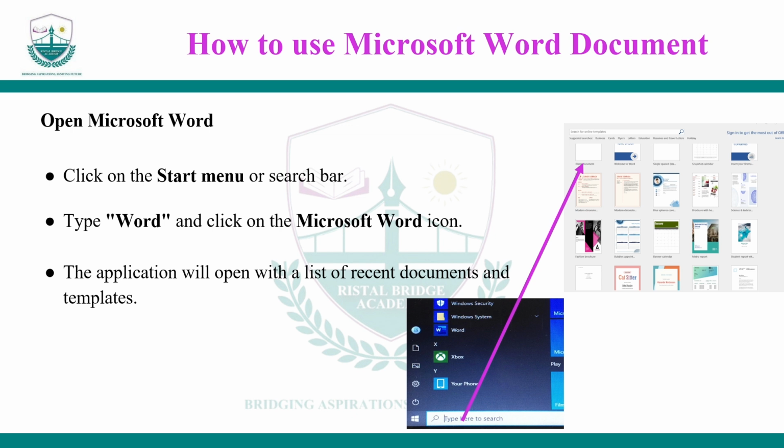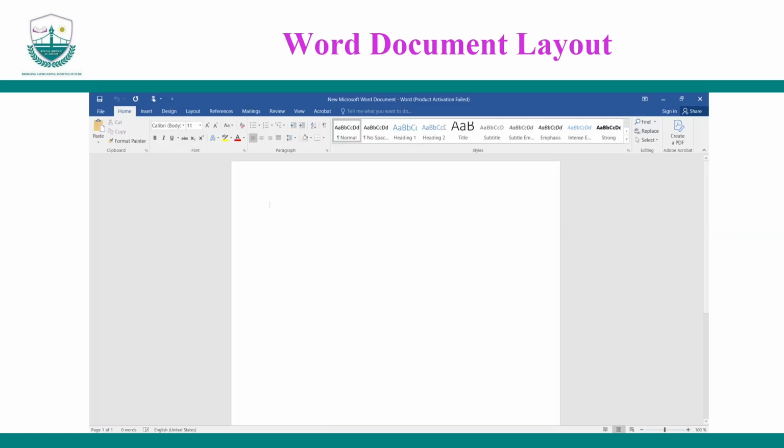Then let's have a quick overview of the Word document layout. Here's what you see when Word opens. Workspace, the area where you type and format your document. Menu bar, where you access tools: File, Insert, Home, Layout, etc.